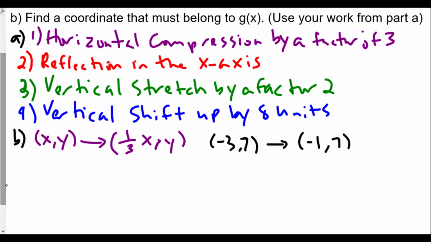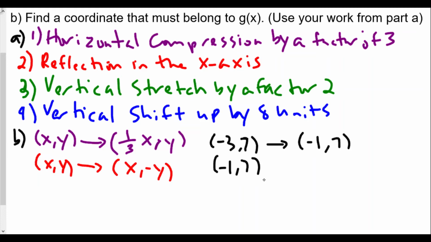Now we're going to transform this coordinate of -1, 7. The rule for reflection in the x-axis is (x, y) goes to (x, -y), where the x value stays the same and the y value is negated. So now we're taking the (-1, 7). Do not do (-3, 7). Then we're not starting from that point. We're starting from the first transformed point.